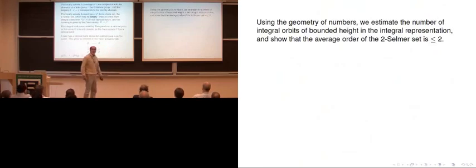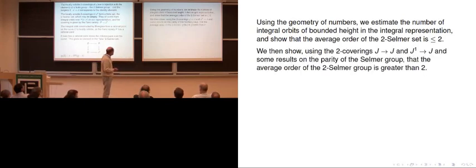Okay, now here's the argument on one side. So we use the geometry of numbers, then we look at the orbits in this integral representation of bounded height. We try to calculate the number of those orbits of height less than x. And since those orbits correspond to elements in the 2 Selmer set, if we can bound the number of orbits of height less than x, on average, we'll be bounding the average size of the 2 Selmer set. And we show that average is less than or equal to 2. 2 turns out to be the Tamagawa number of that group, SL2G plus 2 modulo U2, the group acting on the representation. Okay, but we have 2 obvious coverings of J, 2 different elements in the Selmer group.